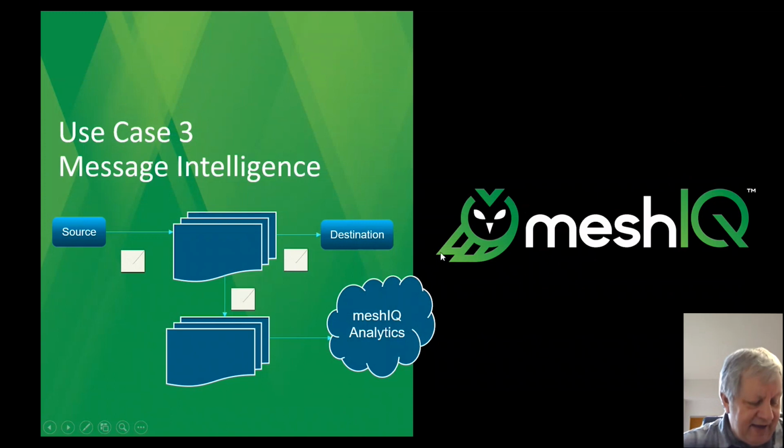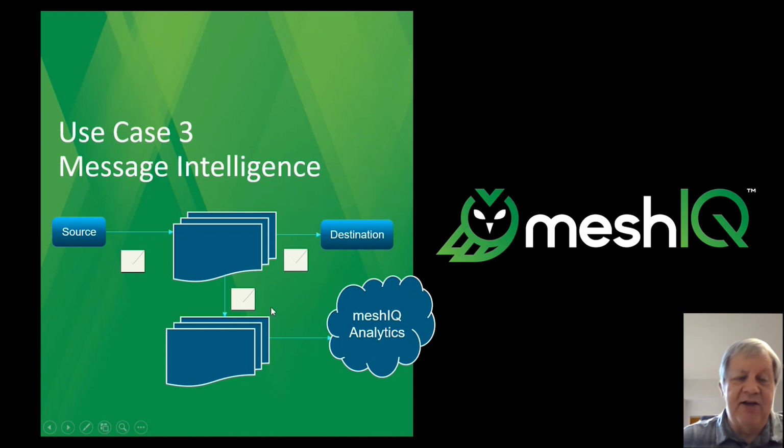Okay, one last scenario here, and I call this one message intelligence. What we're going to do is take this copy that we've created and send it out to meshIQ analytics. This is our own tooling, and I'm going to consume that. Again, it doesn't have to be ours; there are lots of other scenarios where you could do this, but the concept is going to be the same for all of them.